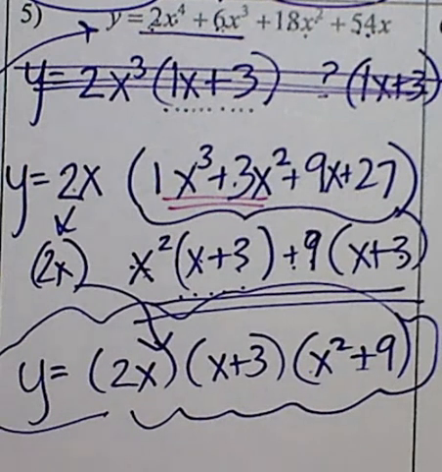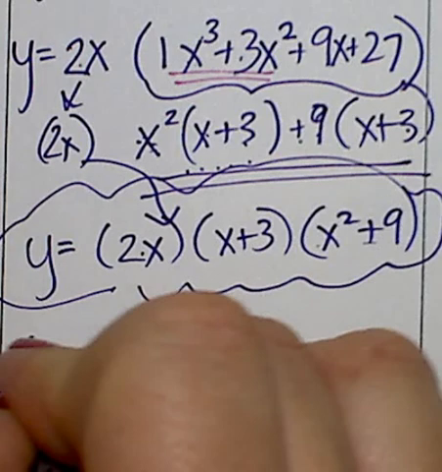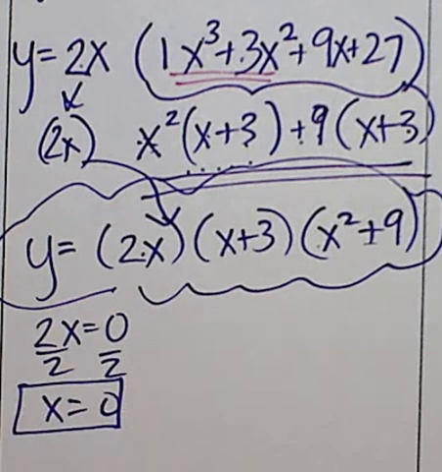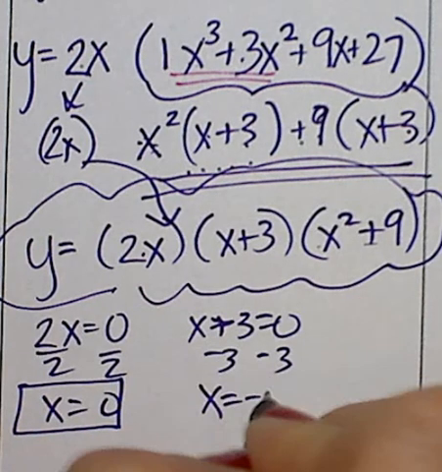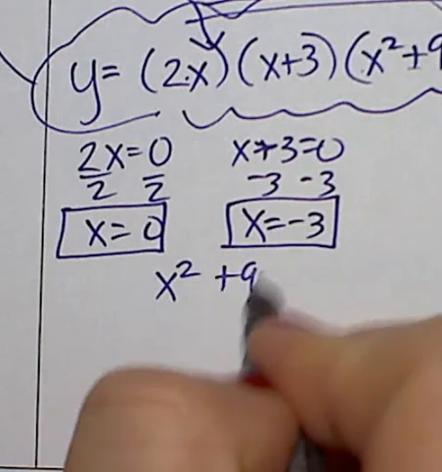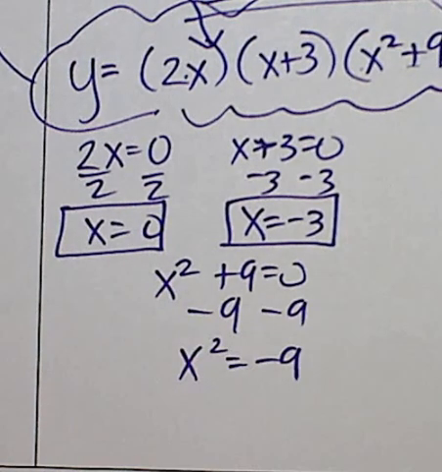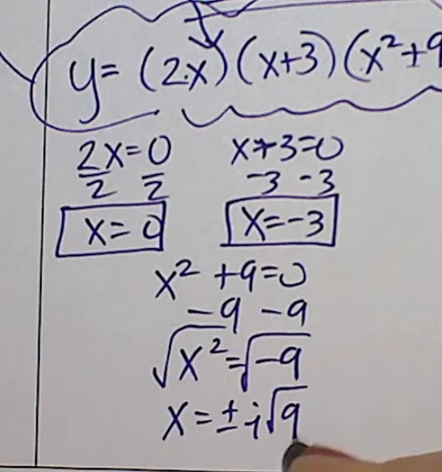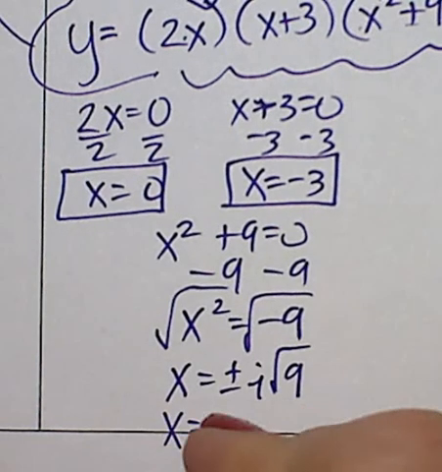Now, how do you solve it? Well, let's look up above. How many answers do we want? 4 answers. So how do we solve it? Let's take 2x equals 0, divide by 2, and x equals 0. x plus 3 equals 0, subtract 3, x equals negative 3. And then x squared plus 9 equals 0. Cannot take the square root of a negative, so it comes out front and becomes an i. And the square root of 9 is 3.